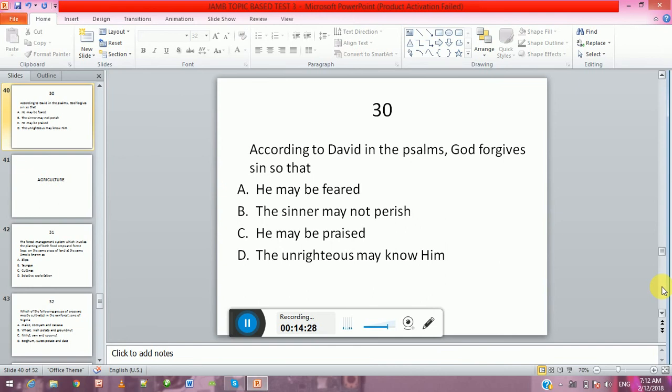According to David in the Psalms, God forgives sins so that A. He may be feared, B. The sinner may not perish, C. He may be praised, D. The unrighteous may know him.